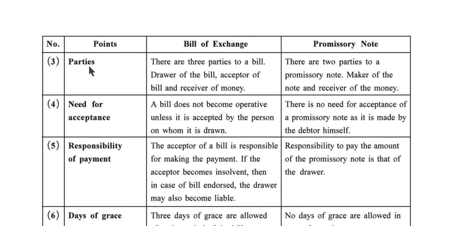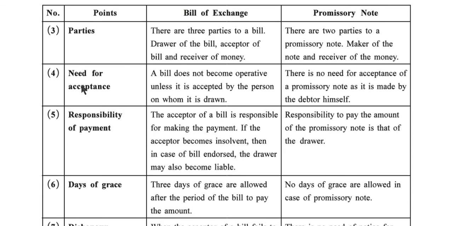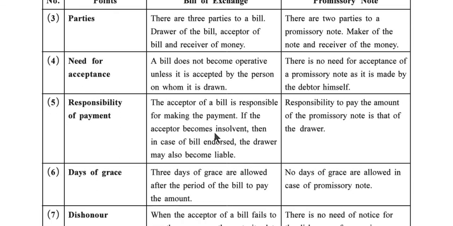Third, parties. There are 3 parties to a bill: drawer of the bill, acceptor of bill, and receiver of money. There are 2 parties to a promissory note: maker of note and receiver of the money. Fourth point, need for acceptance. A bill does not become operative unless it is accepted by the person on whom it is drawn. There is no need for acceptance of a promissory note as it is made by the debtor himself.